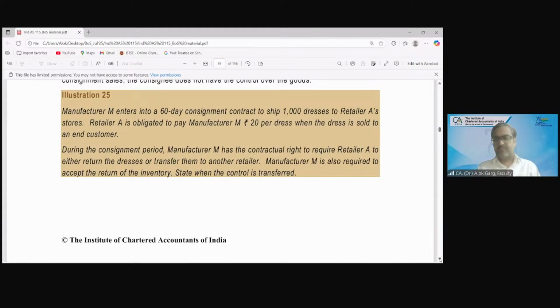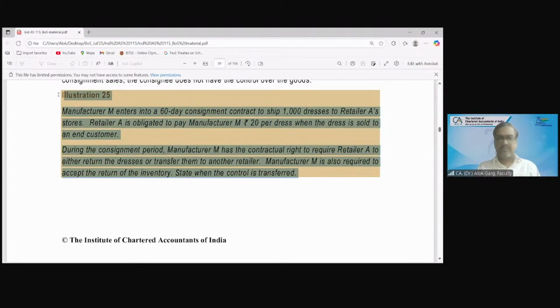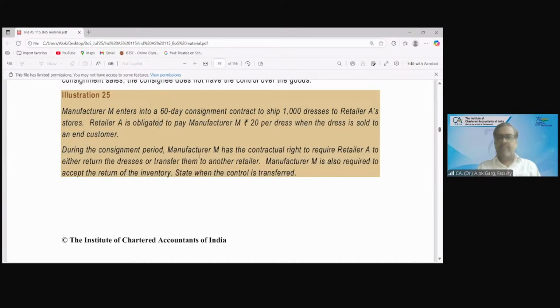When goods are sold to outside. When sold, sir, when the goods are sold by the retailer to the end customer. See, the manufacturer M also has a right to receive the return when the goods are not sold by that particular retailer, so the control is not fully transferred to the retailer. So control is retained by the manufacturer itself. Hence, he has to recognize the revenue when the retailer sells the goods to the end customer. That time only.